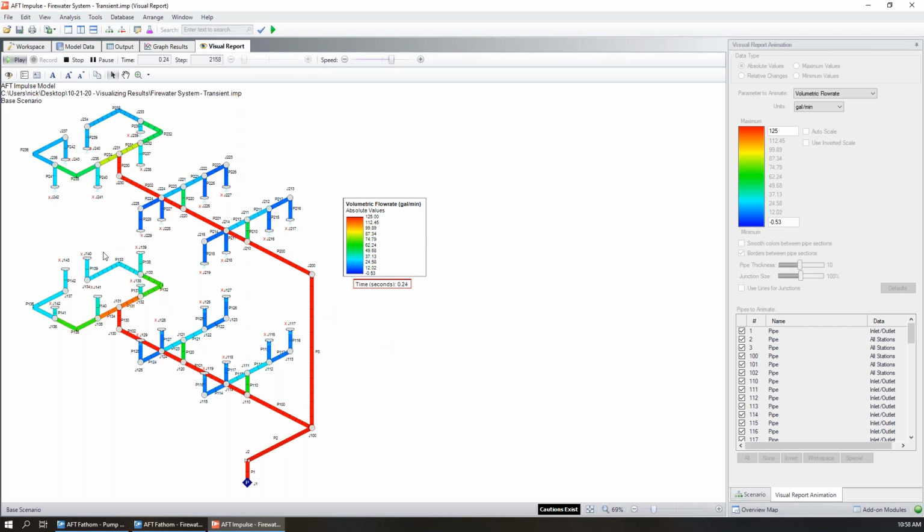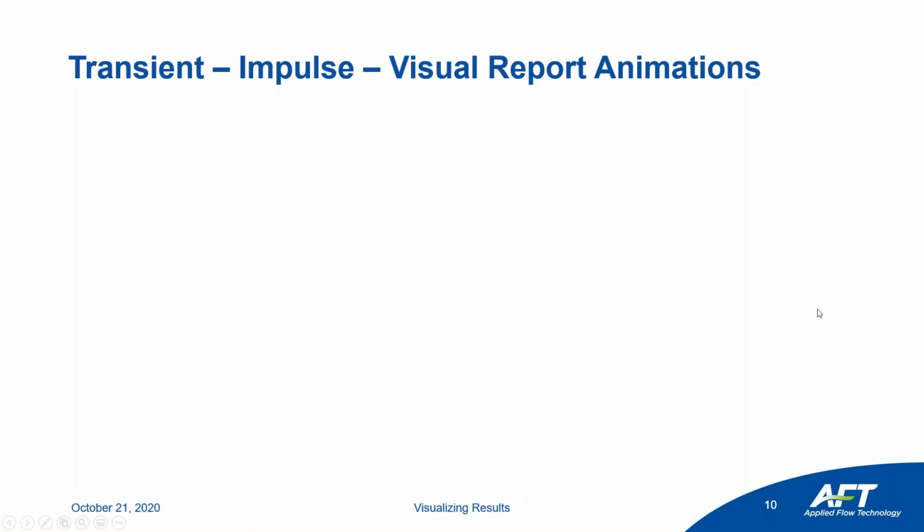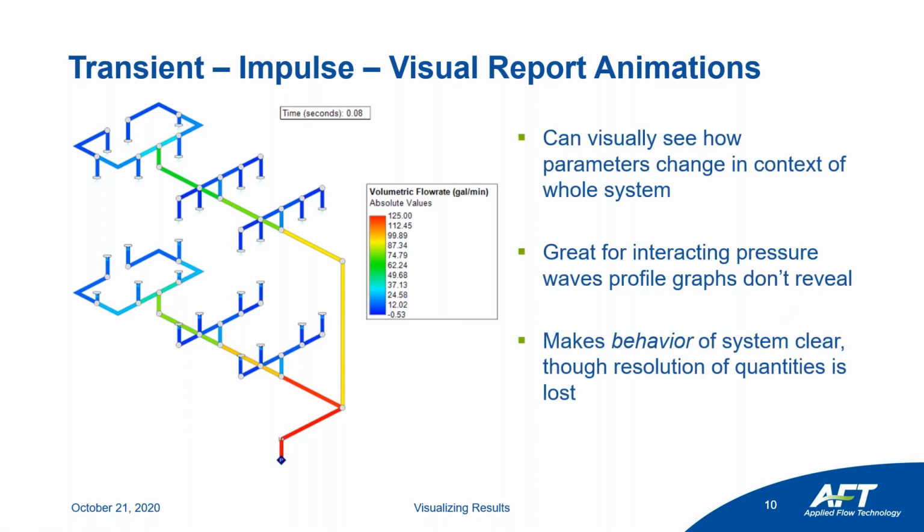So something else you should do is include all stations, and that'll give you even finer resolution on how these colors are changing. Great. So building on that foundation, animating profile graphs, animating visual report, a lot of the same processes, but can provide much more intuitive analysis nonetheless. So we took a look at our visual report animation, easily the simplest of them all, and personally one of the most eye-catching in my opinion.